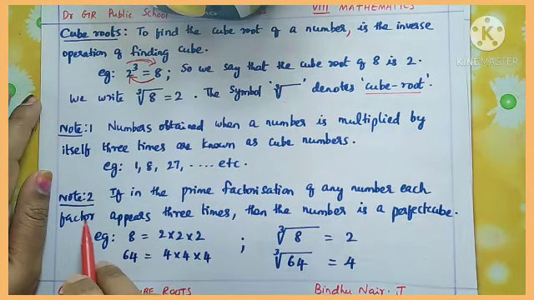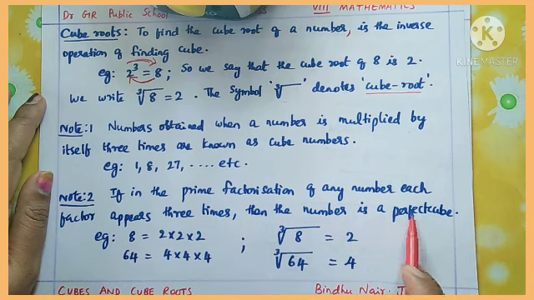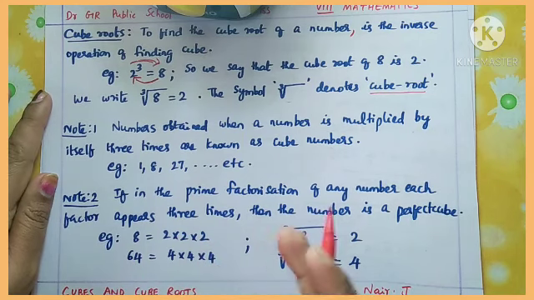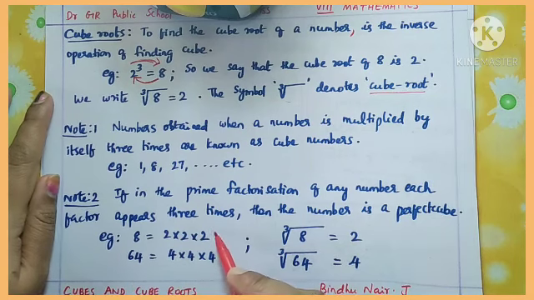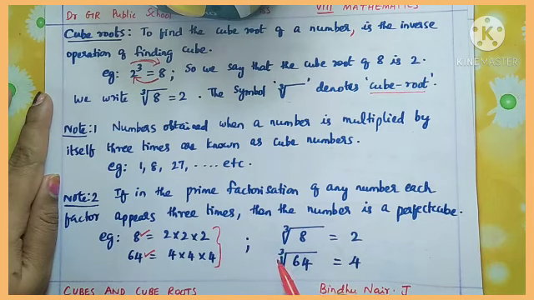And in note 2, you see, if in the prime factorization of any number, each factor appears 3 times, then the number is a perfect cube. So when you do the prime factorization, when you are getting the factors of the numbers as triplets, that is 3 times, then we can easily say that the given number is a perfect cube. So here you see 8 can be written as 2 into 2 into 2. 64 can be written as 4 into 4 into 4. That means they are in triplets. So triplets means this given number is a cube. 8 is a cube, 64 is a perfect cube. So we can write this using the symbol: cube root of 8 is equal to 2. Cube root of 64 is equal to 4. So I hope you understood the correct meaning of cube and cube root.